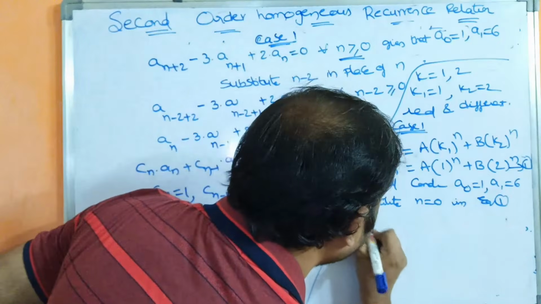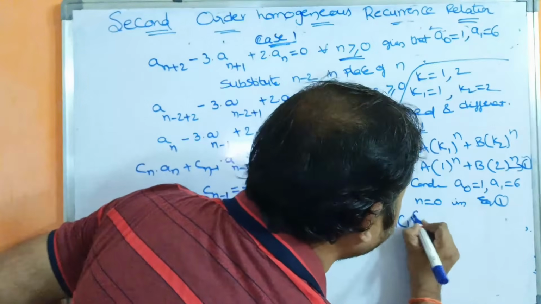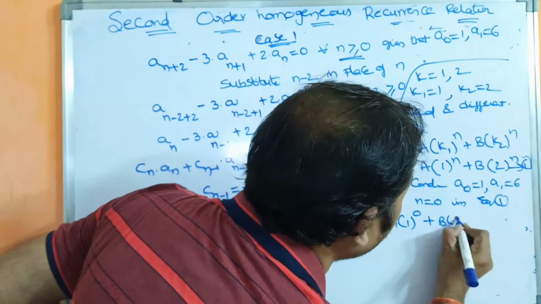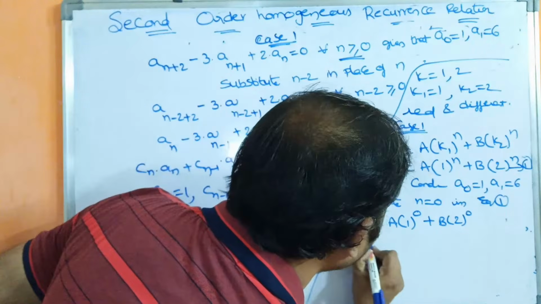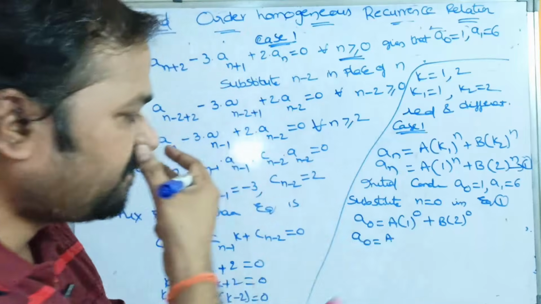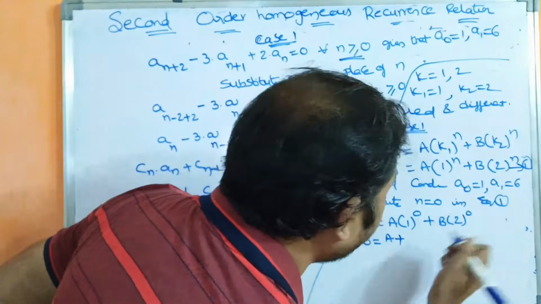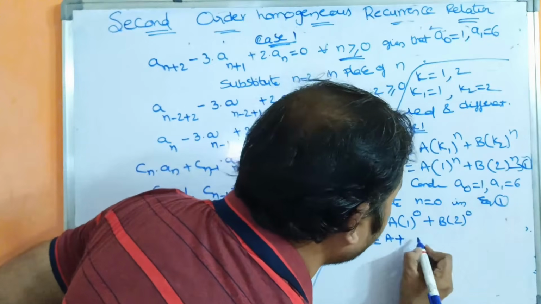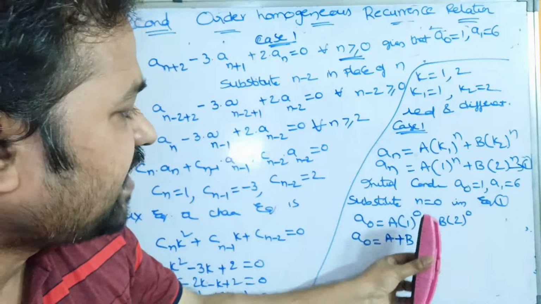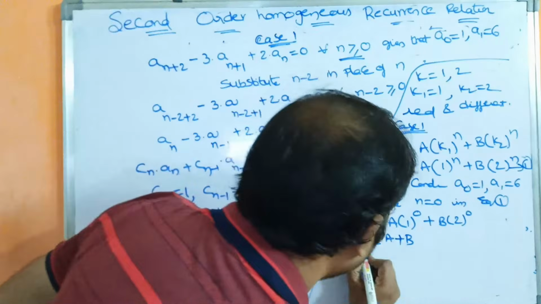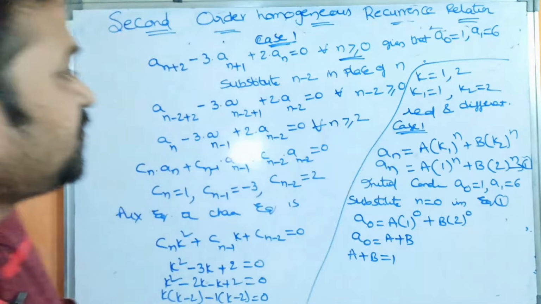Substitute n is equal to 0 in equation 1. So we get a0 is equal to a into 1 power, in place of n we are substituting 0, plus b into 2 power 0. So a0 is equal to a into anything power 0, which is 1. A into 1 means a, plus b into anything power 0 is 1, so plus b. What is a0 value? Already we know the a0 value, which is 1. So 1 is equal to a plus b. So this can be written as a plus b is equal to 1.